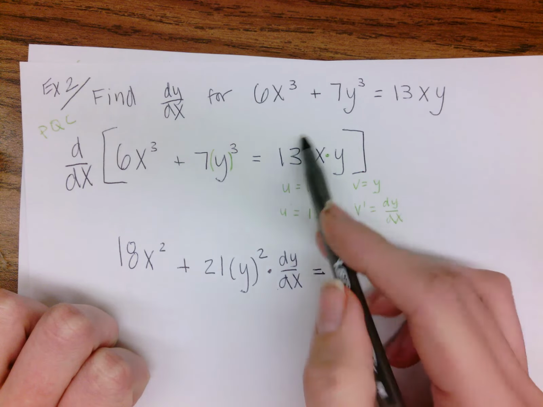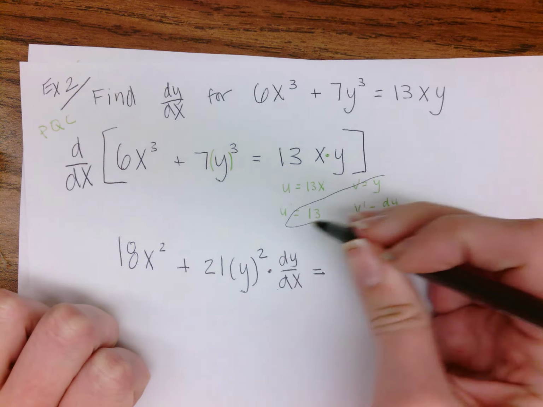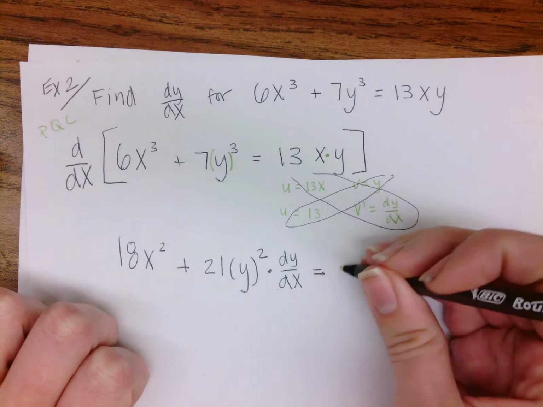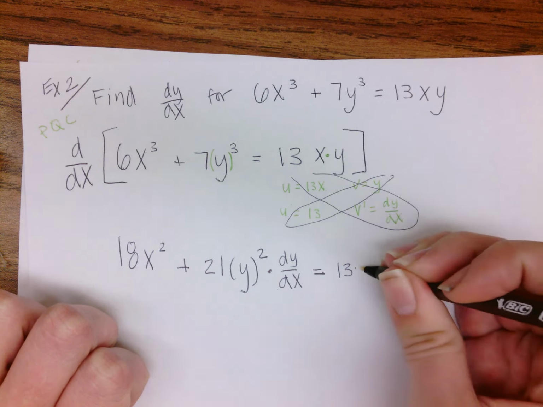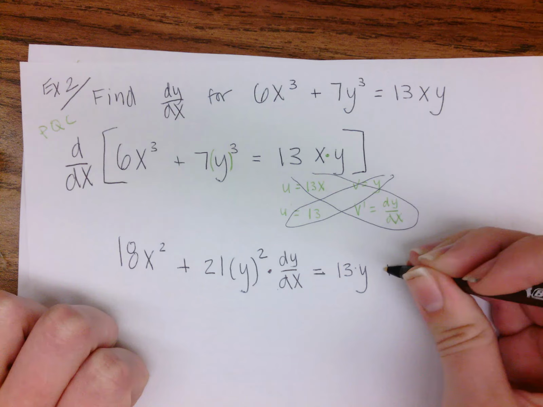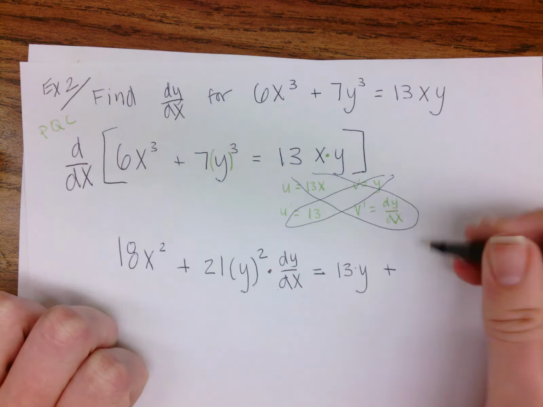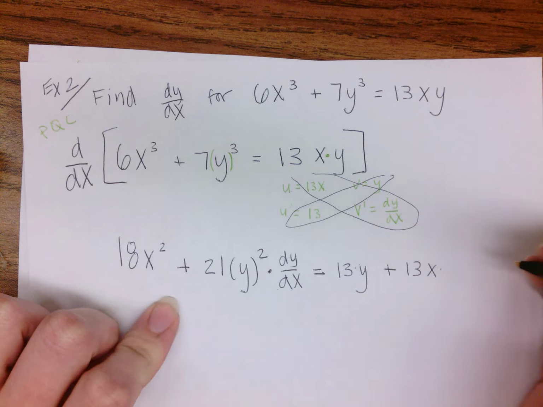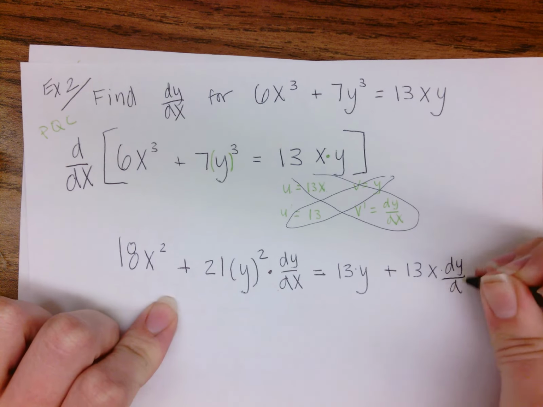Equals, now I do have this product rule here. I'm going to do u prime v plus u v prime. So I've got 13 times y plus u v prime, which is 13x, times dy/dx.